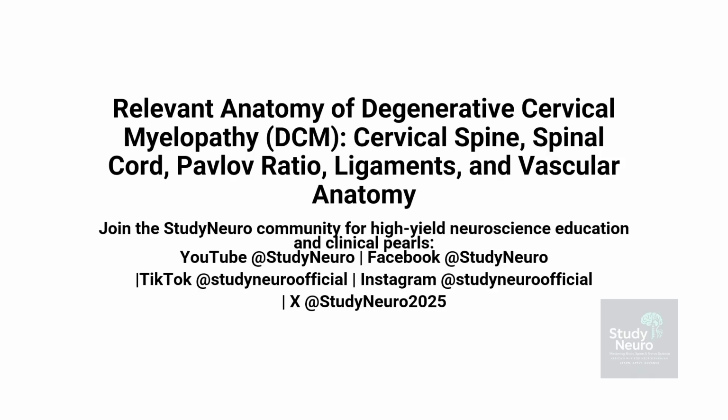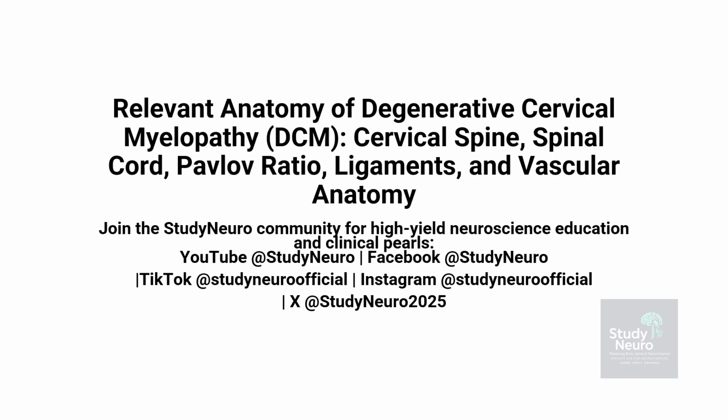In this presentation, we will explore the anatomy that underpins degenerative cervical myelopathy, focusing on the cervical spine, spinal canal, spinal cord, key supporting structures, and the vascular supply. Because a clear understanding of these anatomical relationships is essential for explaining how spinal cord compression develops, recognizing neurological deficits, interpreting imaging studies, and planning appropriate surgical treatment.